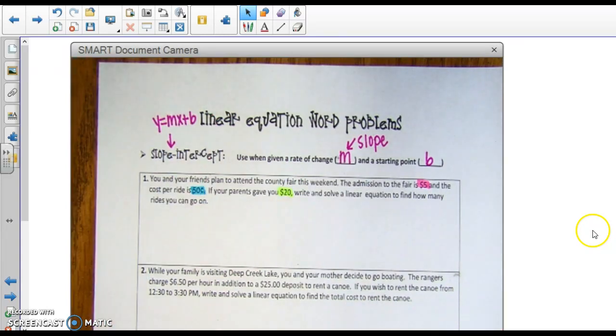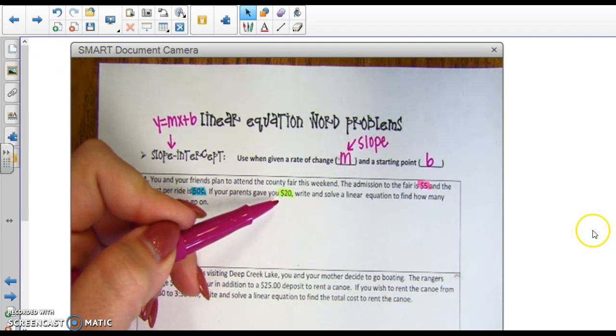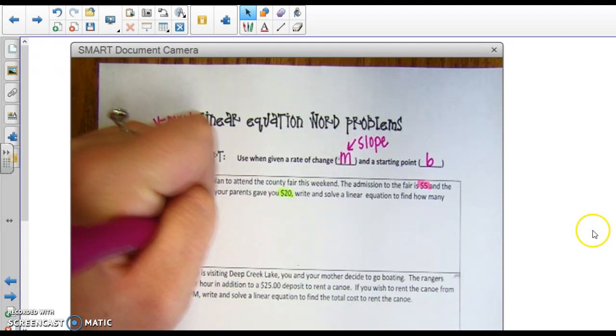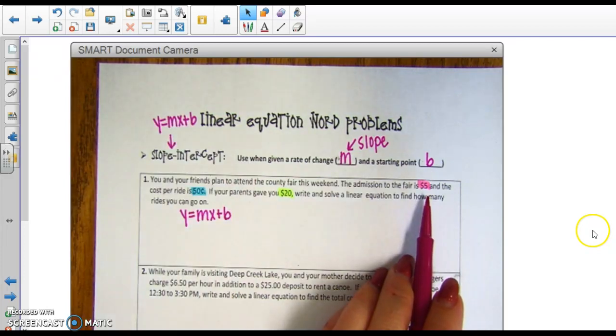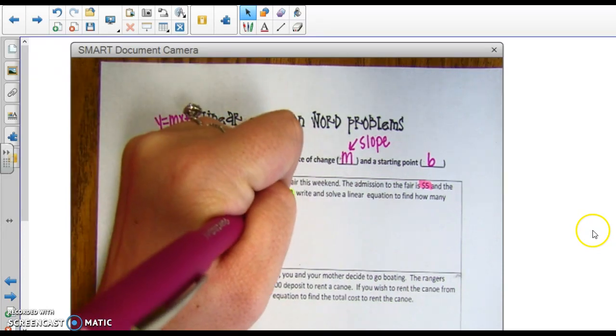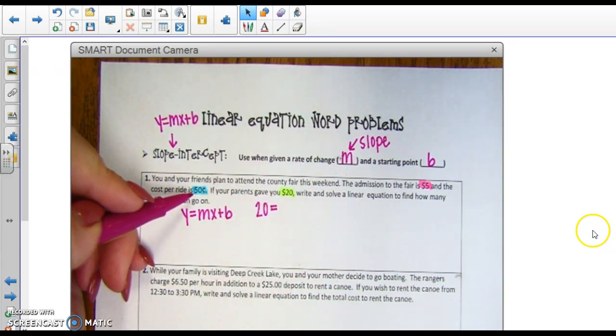When we're given all these numbers, we know that we're going to use all of them. To write our equation, we're just going to set it up like a slope-intercept equation. So our y is going to be our end point. We are looking for x in this equation, which is how many rides we can go on. So I'm going to set it up like y equals mx plus b. My starting point is b, so it's $5. My total that I can spend is $20. So I'm just going to say 20 equals, my rate of change, 50 cents.